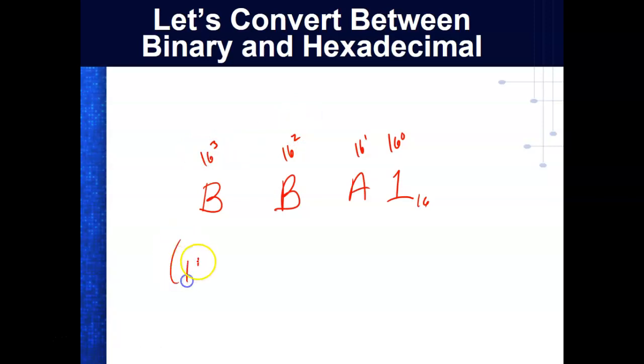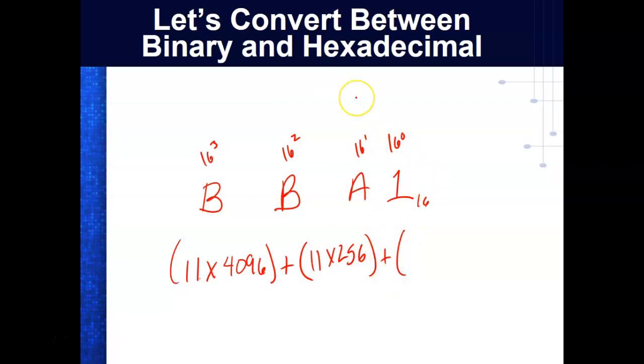So this will be 11 times 16 to the third. What's 16 to the third? You got it on your chart right there. 4,096, right? Plus 11 times 256. That's 16 squared, right? Plus, I can do that in my head, 10 times 16 plus 1.